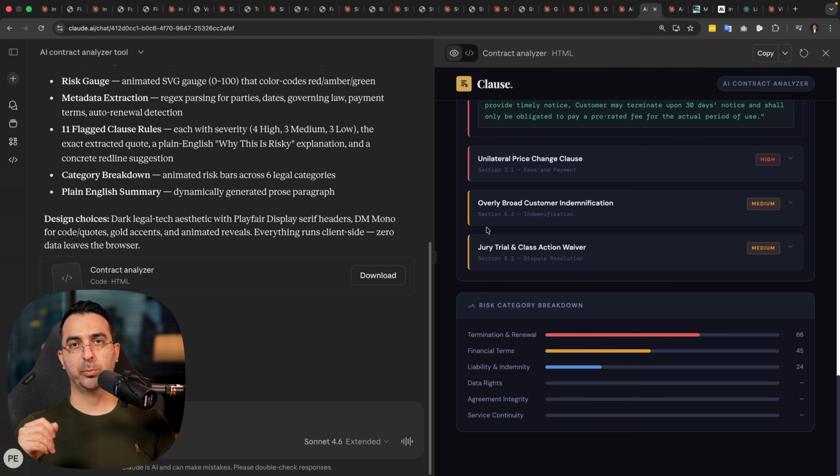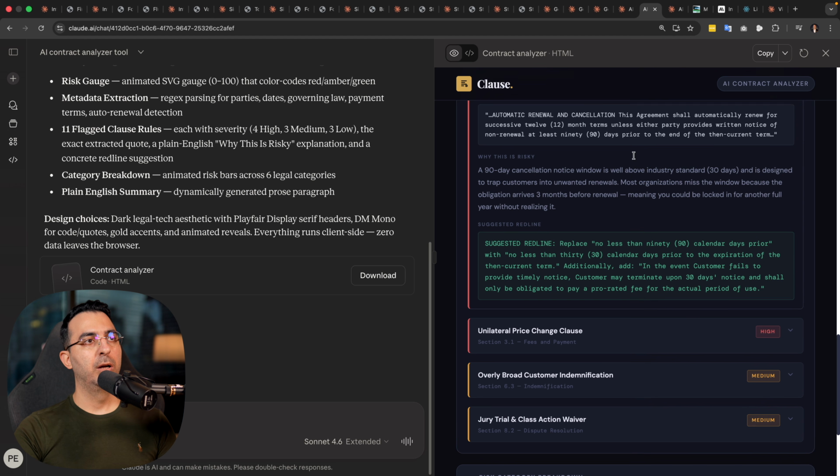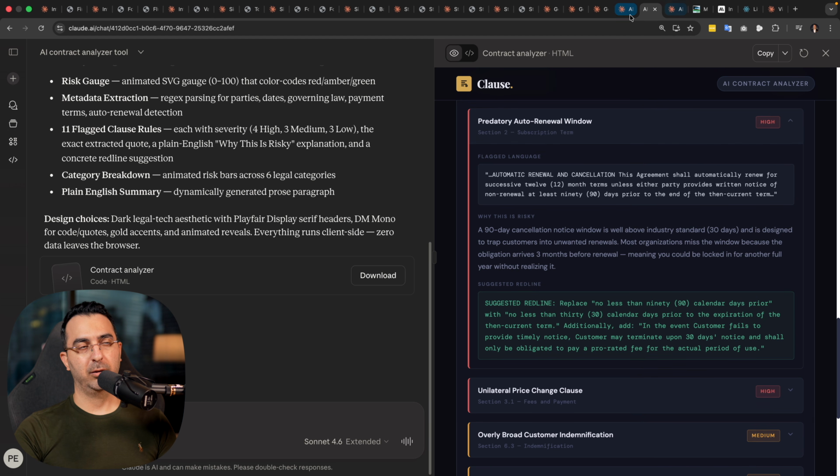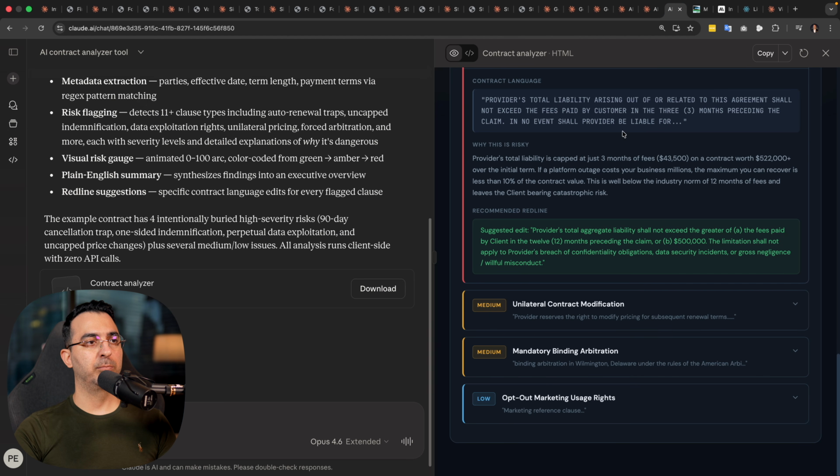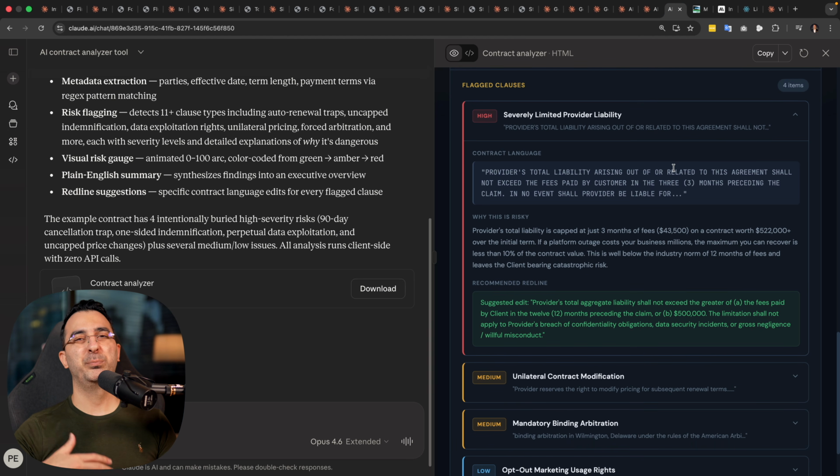Now, Sonnet 4.6 found 3 of them. Opus 4.6 found this much. Okay, that's the next level. But for this test here, more or less all 3 did a good job. Obviously, Claude Sonnet 4.6 and Opus 4.6 have better visuals, but logically they all completed the job. Okay, so that was all 5 tests.